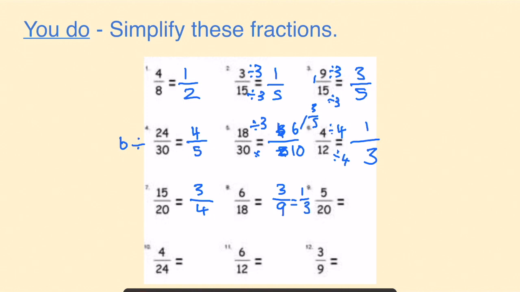I'm going to divide both of these by 5, 1/4. Divide these ones by 4, 1/6. Divide by 6, 1/2, and this one's going to be 1/3.